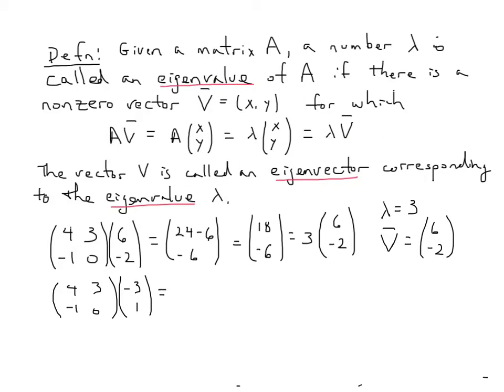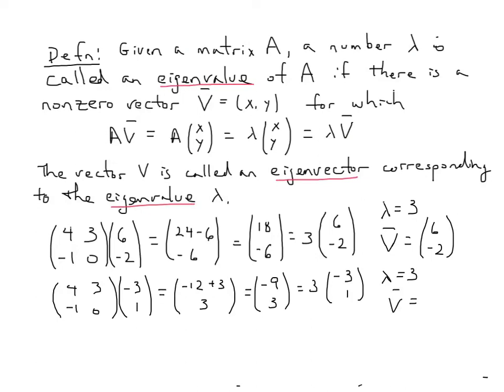Let's see. I get a 4 times a minus 3, which is a negative 12, and a 3 times a 1, which is a 3. I get a minus 1 times a minus 3, which is a positive 3, and a 0 times a 1. So that's my result, which is just negative 9, 3, and again, that's just 3 times minus 3, 1. Lambda equal to 3 is the eigenvalue. In this case, there's a different eigenvector, minus 3, 1.